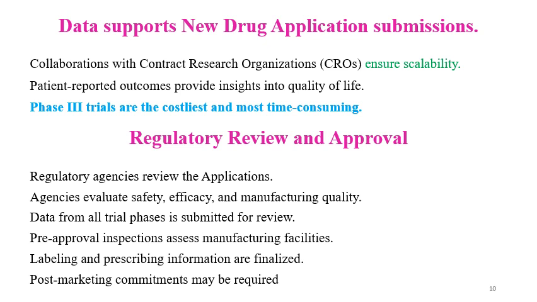Agencies evaluate safety, efficacy, and manufacturing quality. Data from all trial phases is submitted for the review. So it is not like only phase 3 trial data is given to the regulatory body, but all the trial data is filed. Pre-approval inspection assesses manufacturing facilities. Labeling and prescribing information are finalized, and post-marketing commitments may be required after this study.